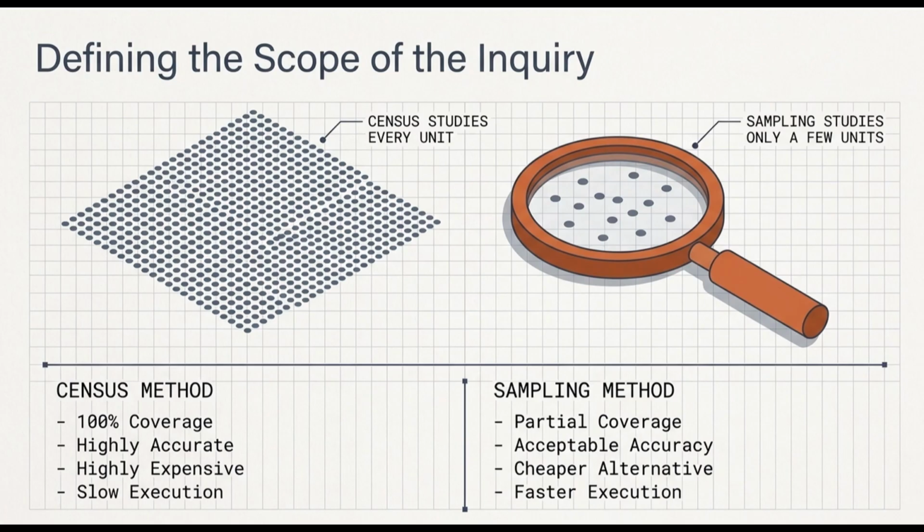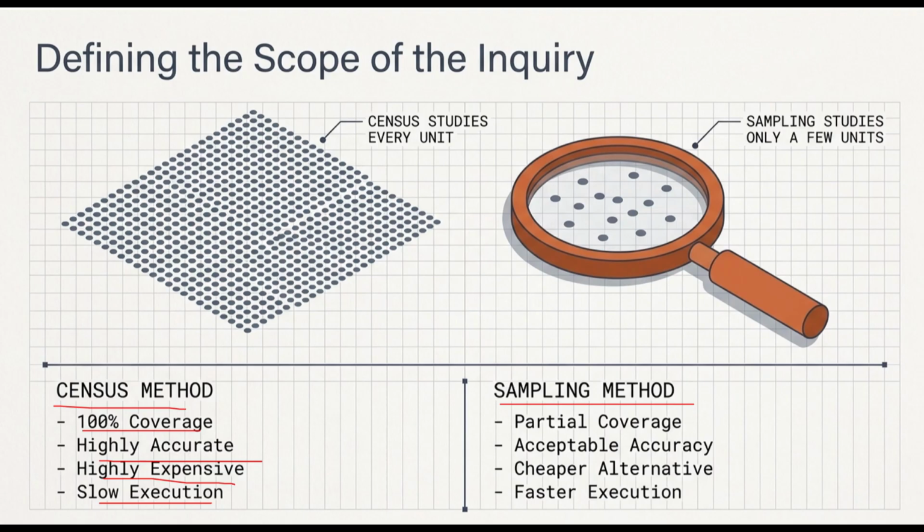So the next decision is whether to use a census method or a sampling method. Which method should we use for collecting the sample? In a census study, the information is collected from every single unit in the population. So it has 100% coverage. It provides very high accuracy, but it is expensive and slow. So even though it is highly accurate, it is highly expensive and the execution is also very slow.